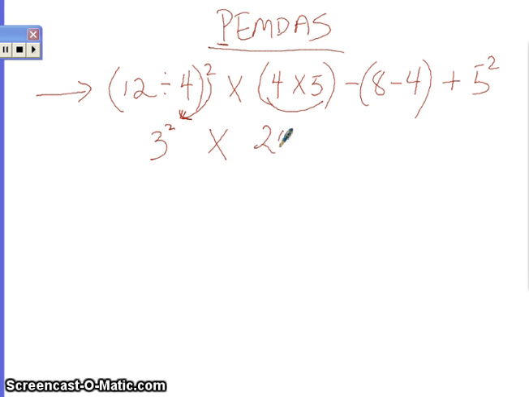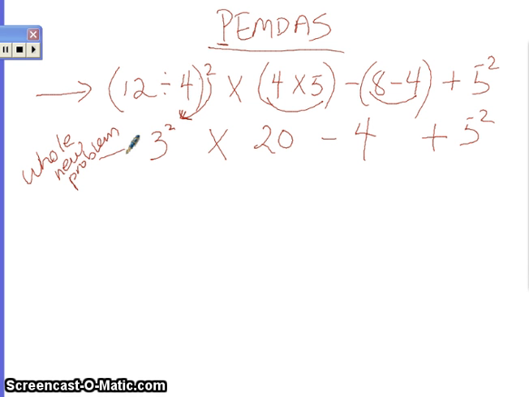And then we do our 4 times 5, which is 20. And then our 8 minus 4, which is 4, and we bring everything else down. Very important to bring everything in front of the problem down and everything after whatever you solve in the problem down so that you have a whole new problem. Very important, and it's good practice.